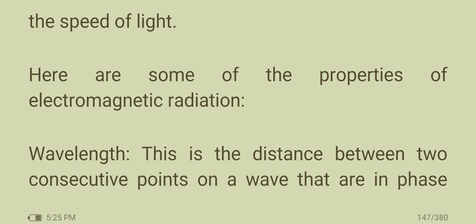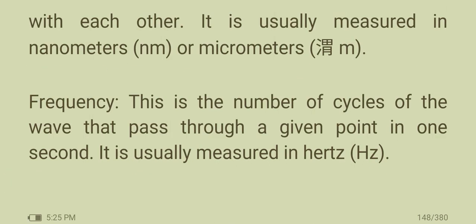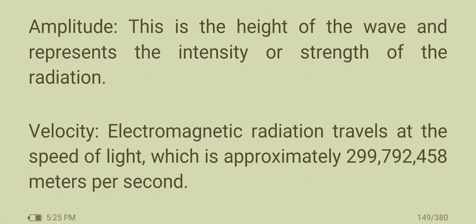Wavelength. This is the distance between two consecutive points in a wave that are in phase with each other. This is commonly measured in nanometers or micrometers. Frequency, this is the number of cycles of the wave that pass through a given point in 1 second. It is usually measured in hertz. Amplitude, this is the height of the wave and represents the intensity or strength of the radiation.